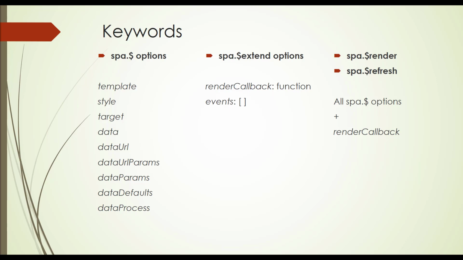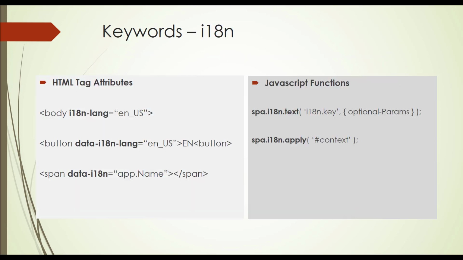If you are interested to use the internationalization feature of I18N, you need to know a few keywords on attributes. They are called i18n-lang, data-i18n-lang, and data-i18n. If you want to have a programmatic value of those I18N properties, we have to use these 2 methods, I18N text and I18N apply.